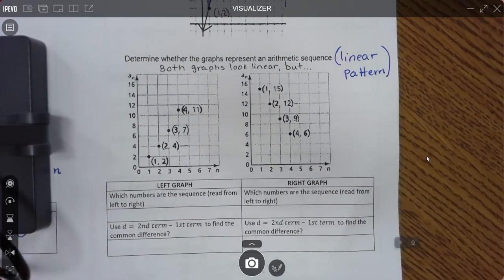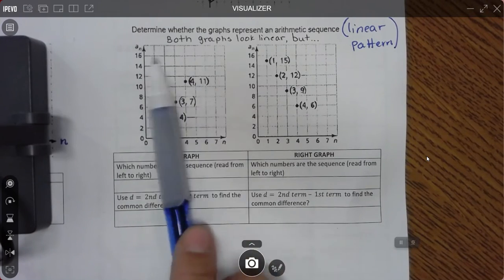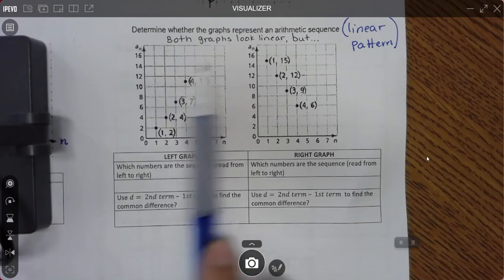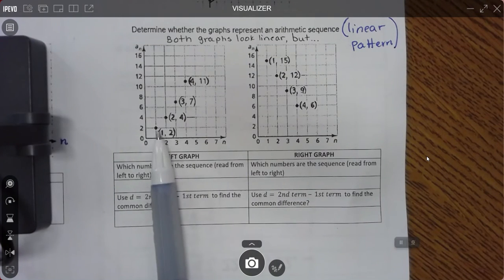All right, be ready. You're going to learn something new here. We're going to be working with this left graph right here. Which numbers are the sequence? We need to read them from the left to the right. So the first point is this one, right? So which one is the sequence?